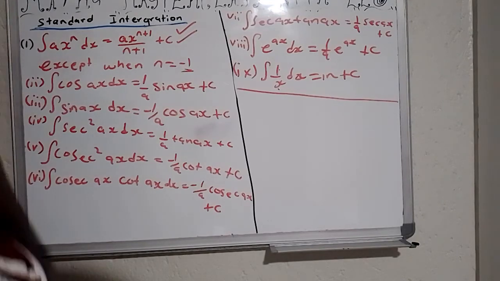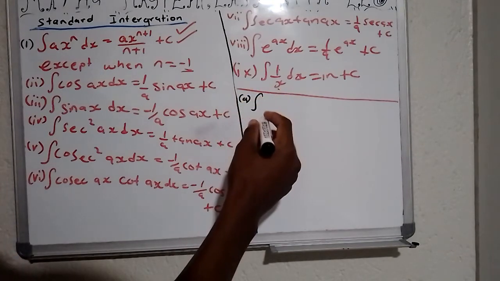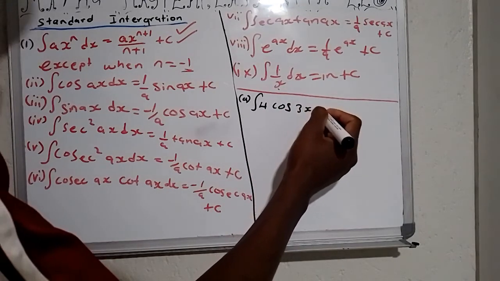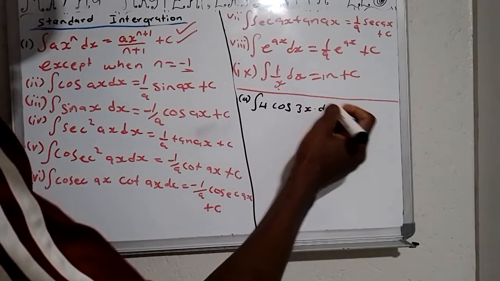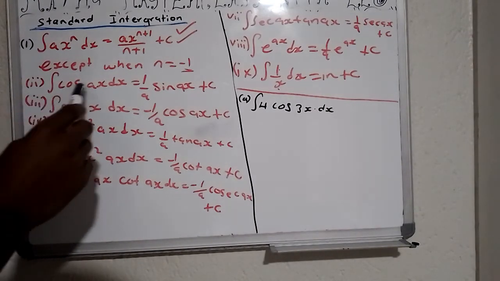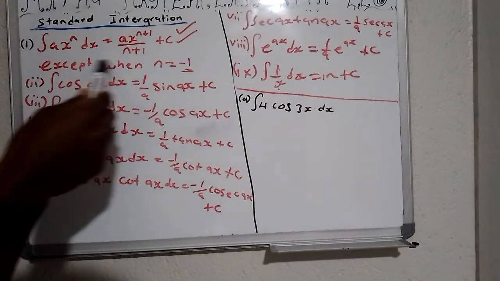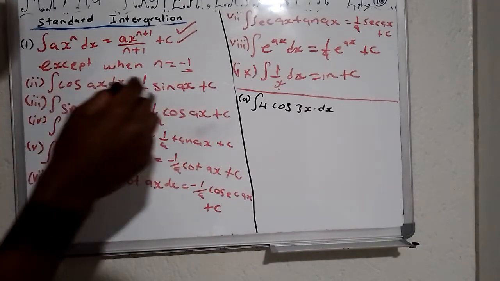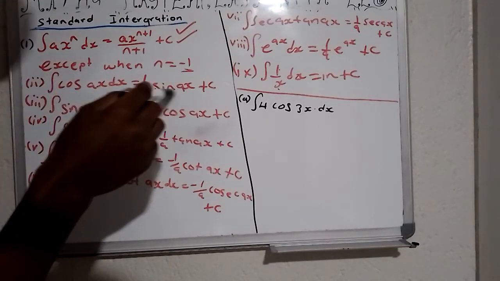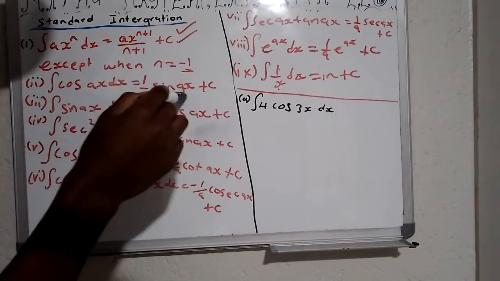So we have a question that says we need to integrate this. Say this is a. We need to integrate 4 cos of 3x dx. So now we need to check the method that I should follow when I'm integrating. When I integrate cos, I'm going to get sine. But because I have a here, it's going to be 1 over a, the sine of ax.